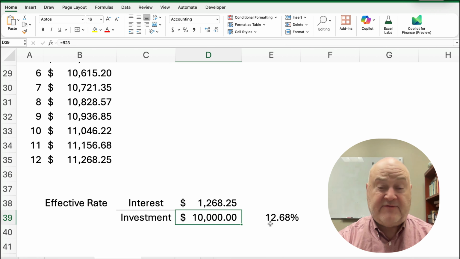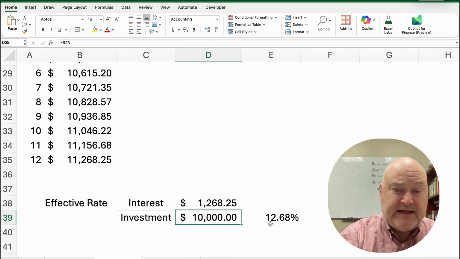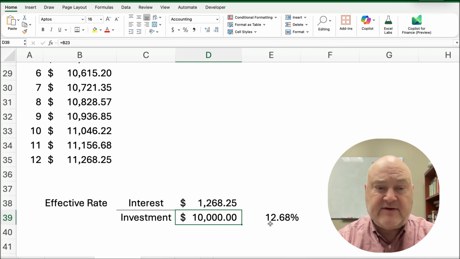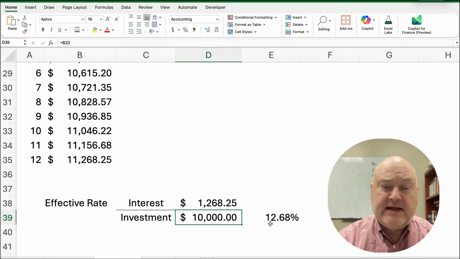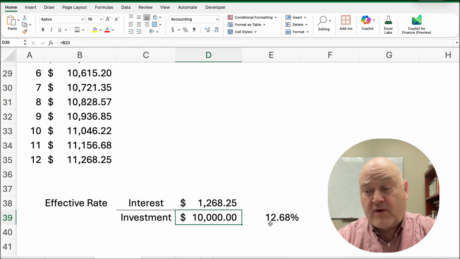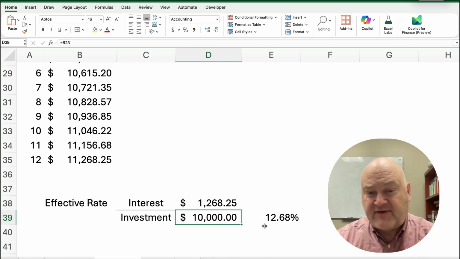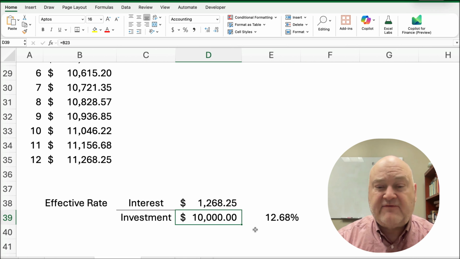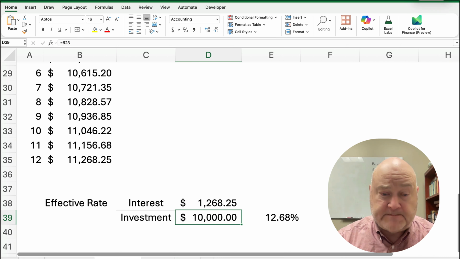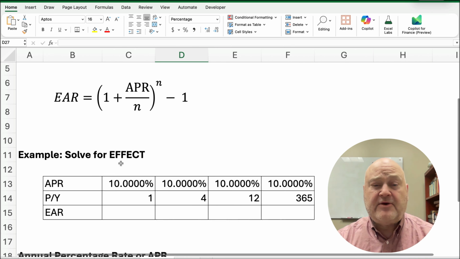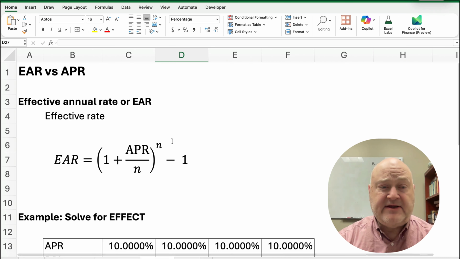But our effective rate is not just a plain 12%, it's 12.68%. So compounding frequency increases the effective rate. For the very first fund, you got exactly 12%. For the second fund, 12.68 is your effective rate. So that's important. Now let's show how we can calculate the difference here.